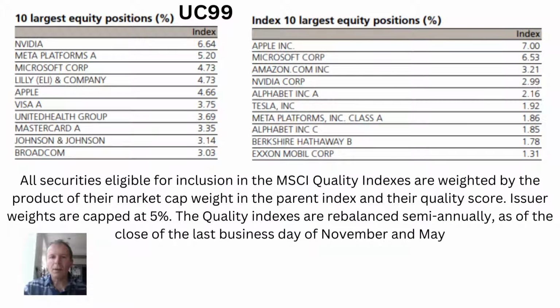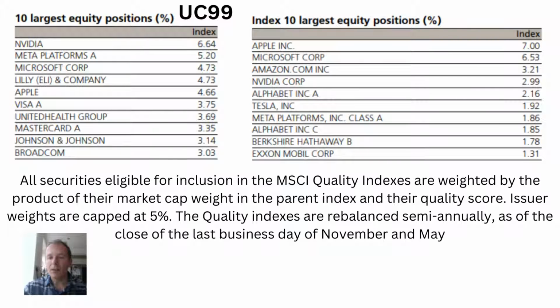Let's have a look at the top 10 positions within a US quality factor ETF. So they're capped at 5%, and then there's rebalancings in November and May. So as at the end of May, Nvidia had a weighting of 5%. The price has since grown, so it's now at 6.64% of the quality factor ETF. Then we've got Meta, then Microsoft.